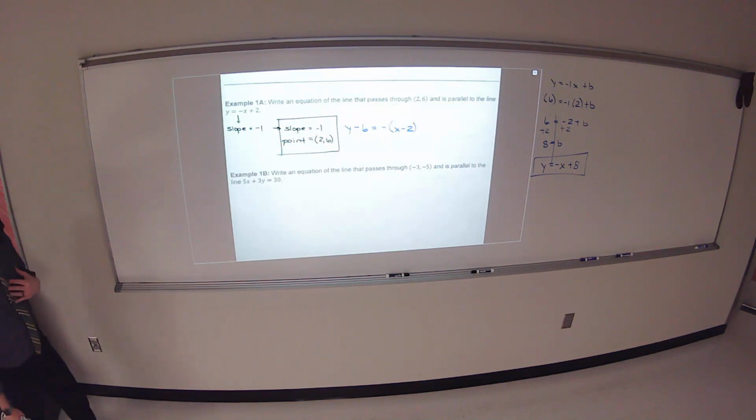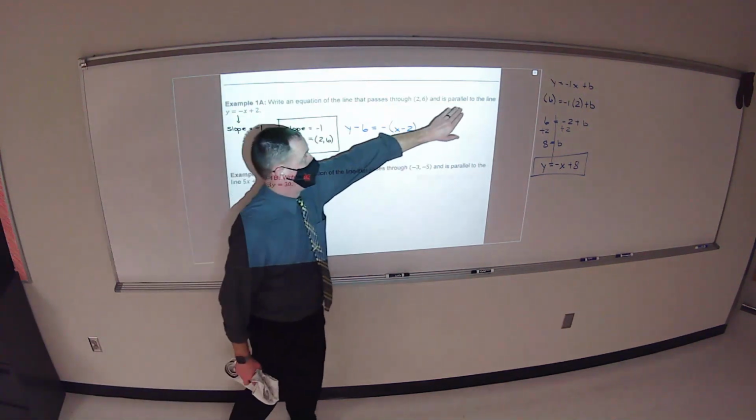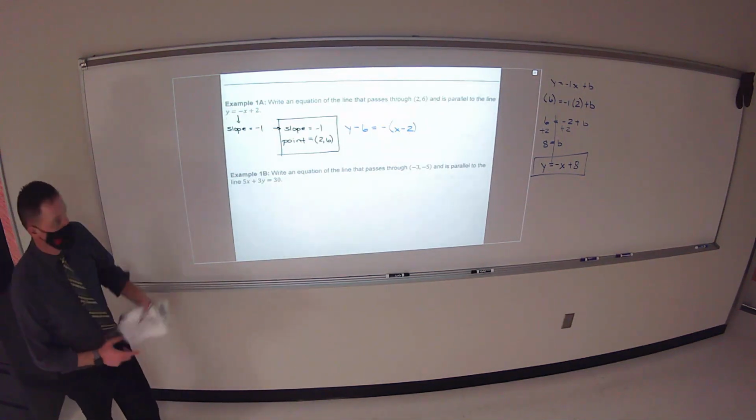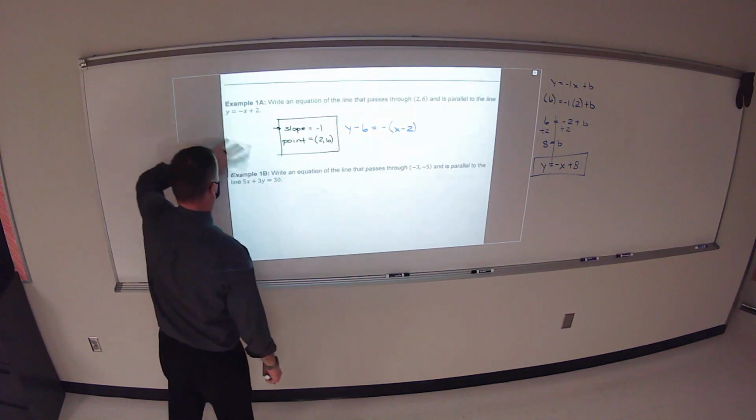Again, really the only thing that we needed to know here is this new idea of parallel. And for lines to be parallel, their slopes must be the same. Okay? So now let's take a look at example 1b.